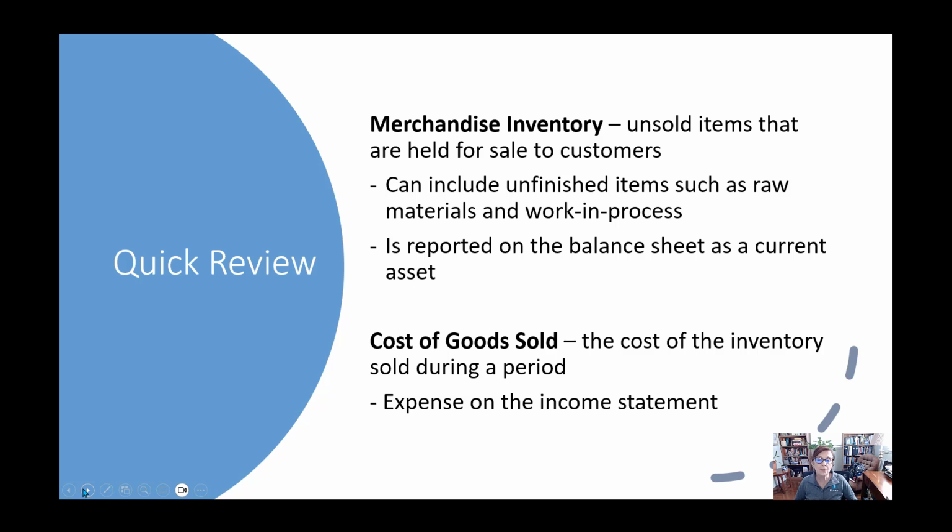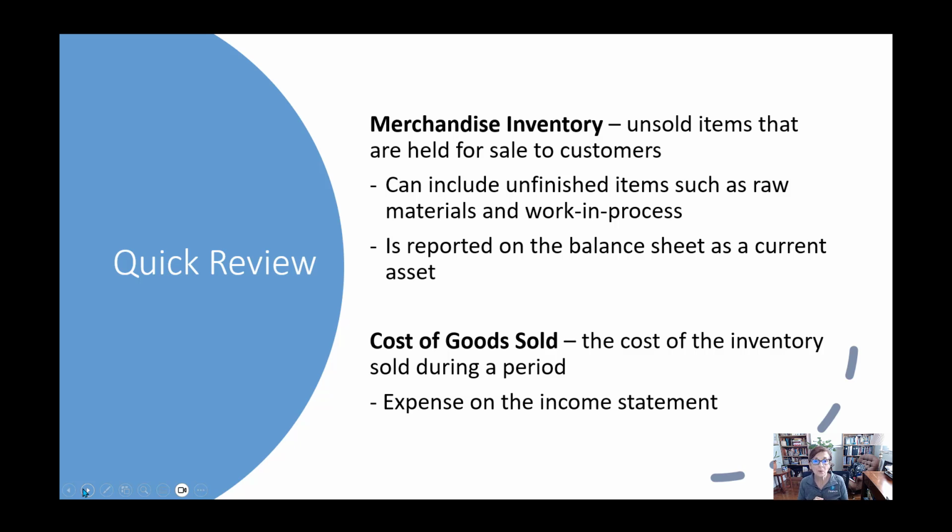So by way of review, remember that merchandise inventory is goods that a company has bought or manufactured for resale, but they have not yet been sold, right? They're still on hand. And so if you're a manufacturer, it could be raw materials and work in process. If it's a merchandising company, they're going to have inventory that they bought. Merchandise inventory is reported on the balance sheet as a current asset.